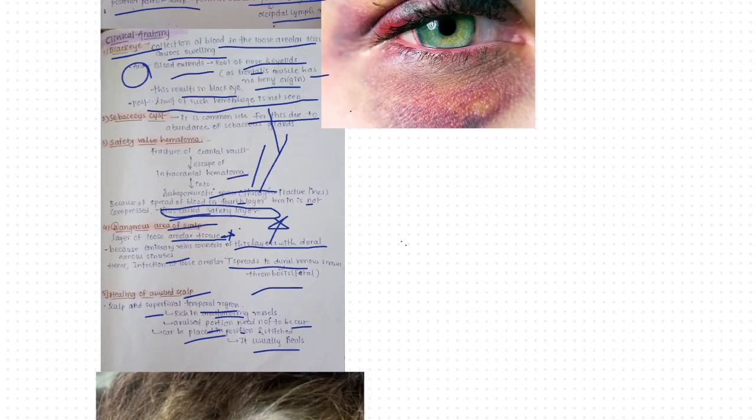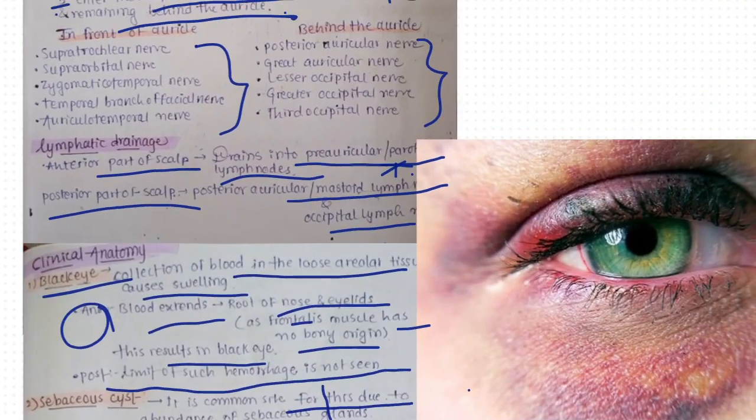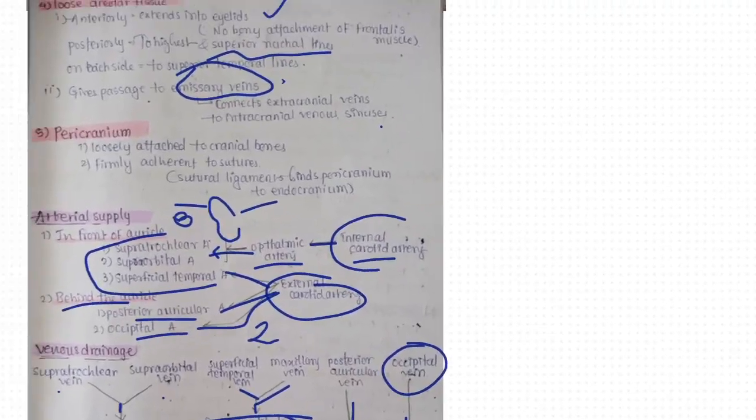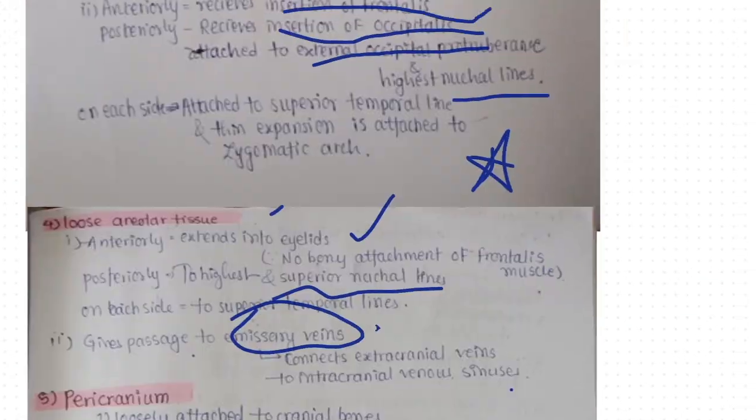So, in just 10 minutes, we completed the scalp anatomy with clinical anatomy with easy explanation with one mnemonic.